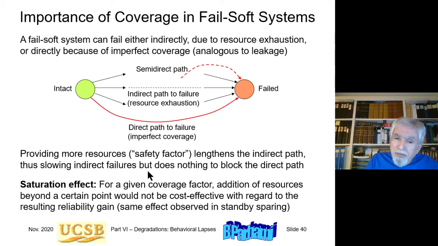Okay, a lot of spares, for example, in a redundant system. Because as you add more spares, that reconfiguration mechanism becomes more complex, and therefore the probability of taking this direct path increases. So there's often a saturation point where adding more resources stops being beneficial because it adds to the system complexity and increases the probability of this catastrophic transition.